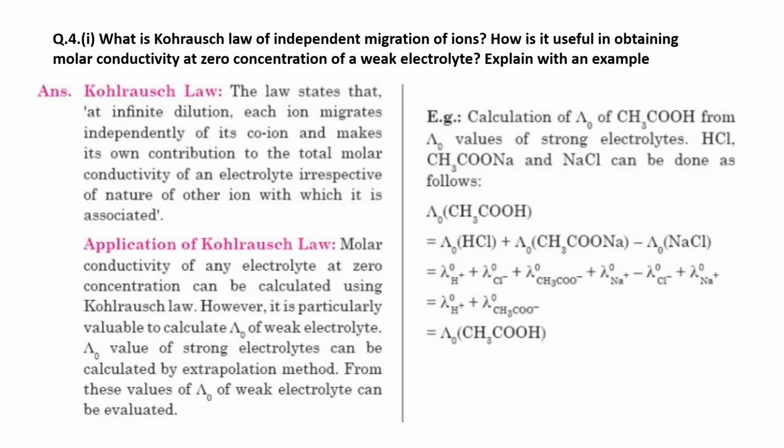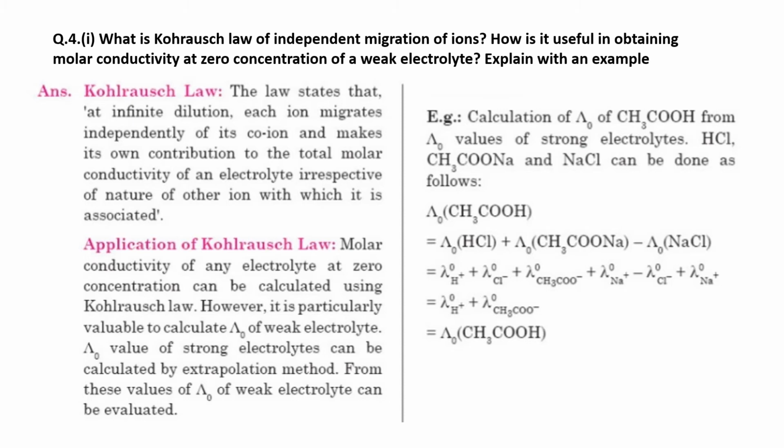Question number 4. Answer the following. First one. What is Kohlrausch's law of independent migration of ions? How is it useful in obtaining molar conductivity at zero concentration of a weak electrolyte? Explain with an example. Answer.